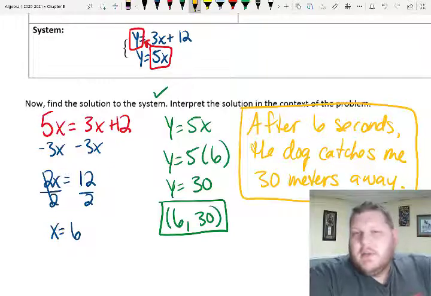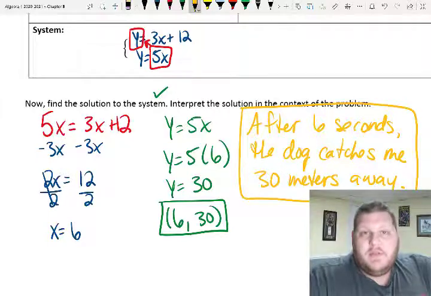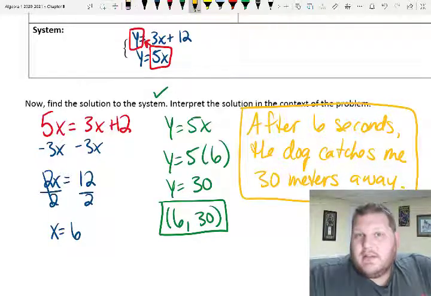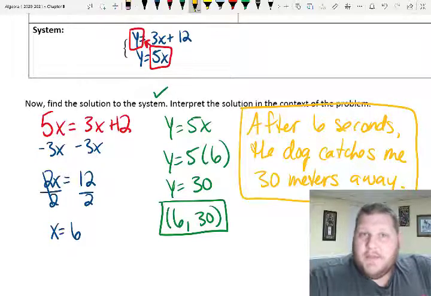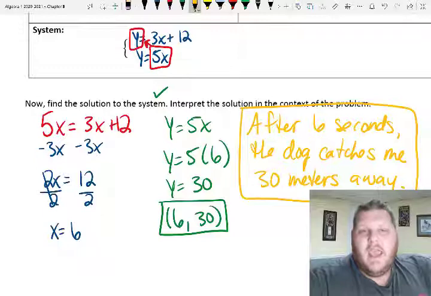But again, when we're interpreting the solution, when we have an actual set of numbers for the solution, you want to make sure you include both of those values. So I wouldn't want you to say just after 6 seconds the dog catches up to me. I want you to tell me where we are. How far away is it after that 6 seconds that we're both the same distance away?